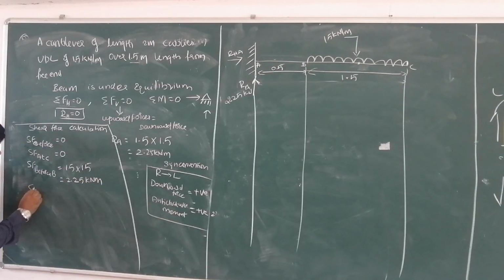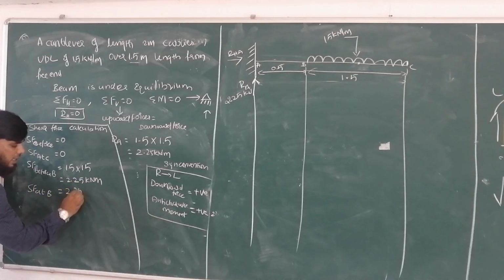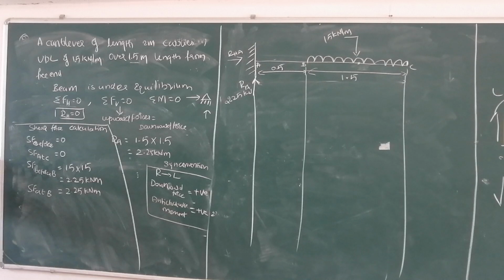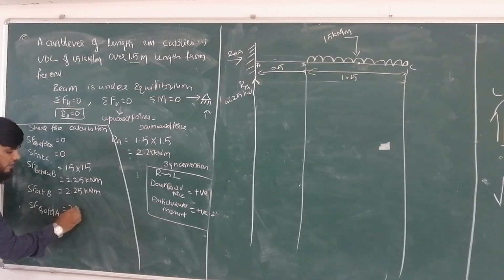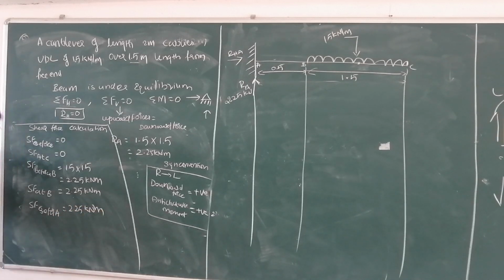Next, shear force at point B: at point B there is no other point load. At point B also, whatever the forces on the right side of point B you have to take. On the right side of point B we have the same UDL load, so this load will remain the same. Next is shear force before point A. On the right side of A we have only the UDL, no other load is there. Obviously this value will repeat again.